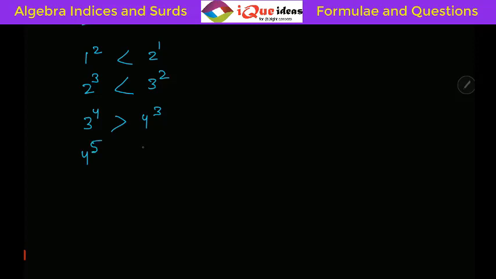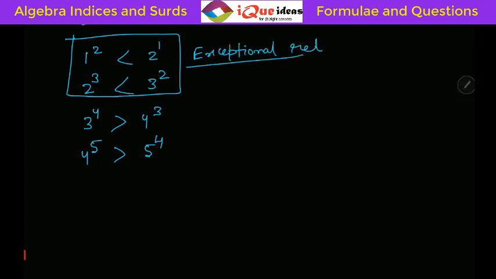Now here onwards, let's check another one. 4 raised to 5 is 1024. 5 raised to 4 is 625. So this is greater. Please try and understand that these two are the only exceptional relations, right? Other than these two, always the smaller base to higher power will be greater than the higher base to the smaller power, right? So look at this condition very carefully.